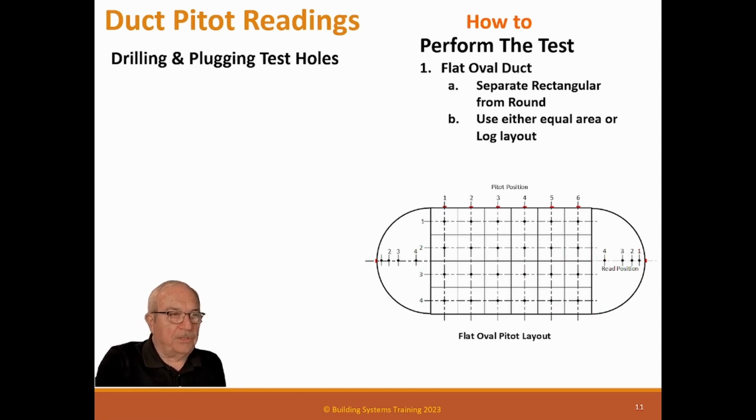Let's talk a little bit about drilling and plugging the test holes. It's always best, if you can, to do the test plug holes on the top and the side, not the bottom. But if you have to do it, you have to do it. On an air conditioning duct, it's not a big deal, but on an exhaust duct, especially an industrial exhaust duct, it could be a problem. You might have some liquids in the bottom of the duct, and they may not be friendly liquids.